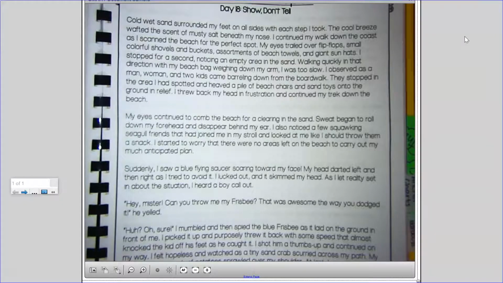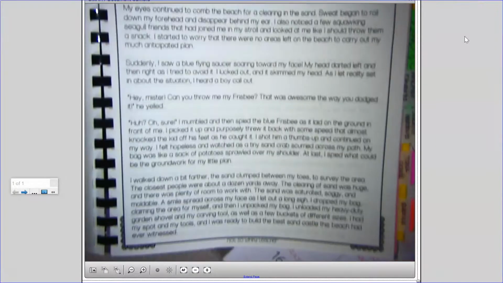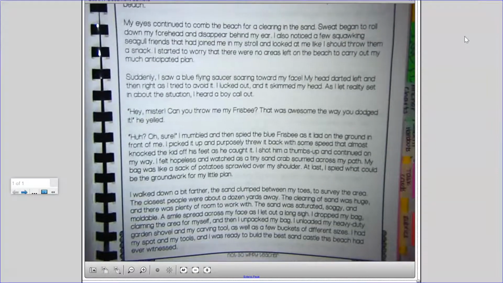I was too slow. I observed as a man, woman, and two kids came barreling down from the boardwalk. They stopped in the area I had spotted and heaved a pile of beach chairs and sand toys into the ground in relief. I threw back my head in frustration and continued my trek down the beach.